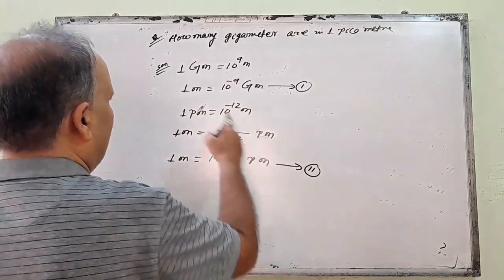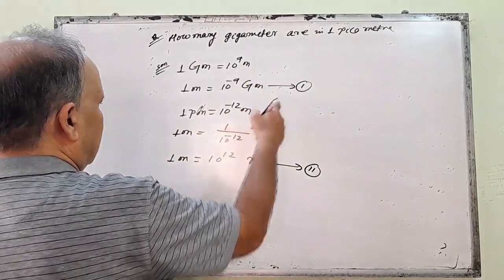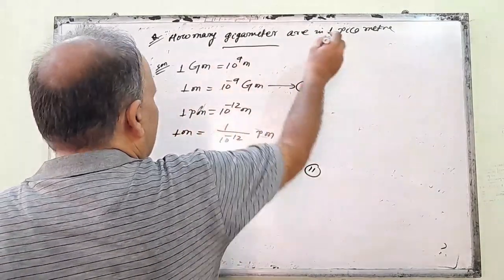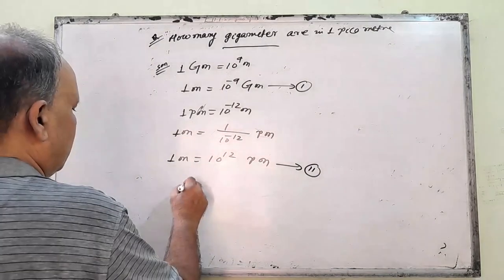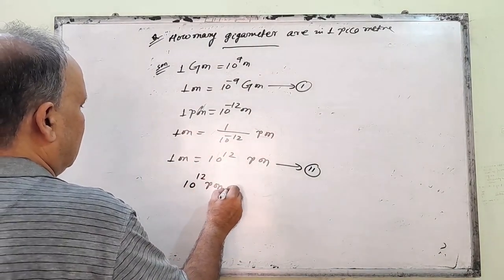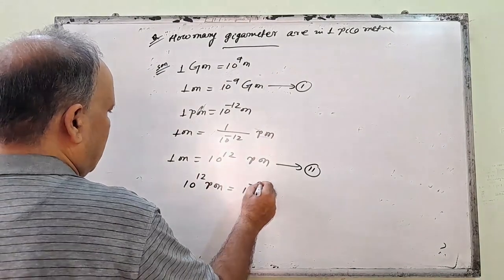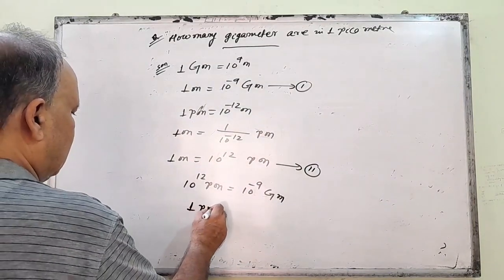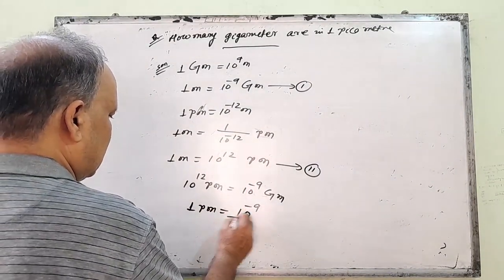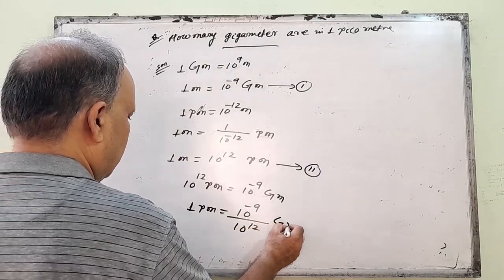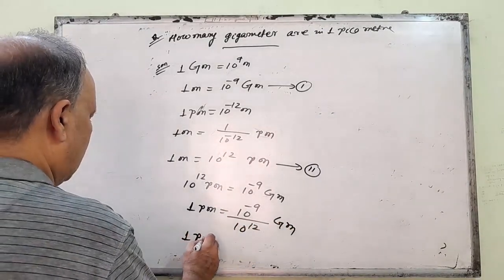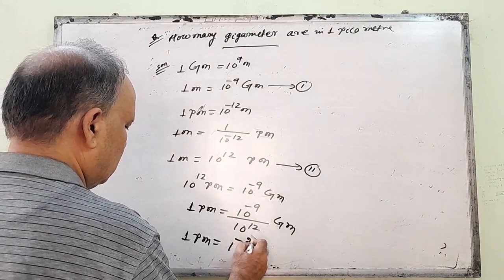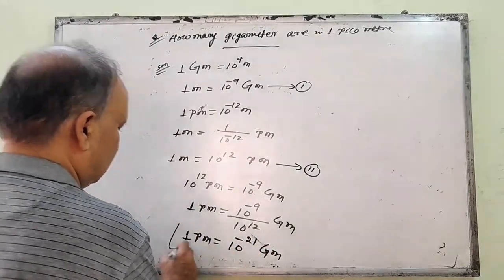You see, 1 meter is 10 to the power minus 9 gigameter and 1 meter is 10 to the power 12 picometer. Question is, how many gigameter in 1 picometer? So, 10 to the power 12 picometer is equal to what? 10 to the power minus 9 gigameter. So, 1 picometer is equal to 10 to the power minus 9 by 10 to the power 12 gigameter, or 1 picometer is equal to 10 to the power minus 21 gigameter. This is your answer.